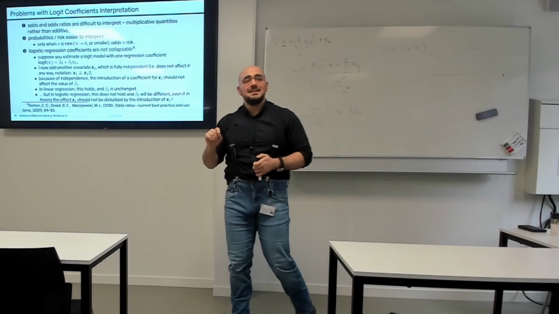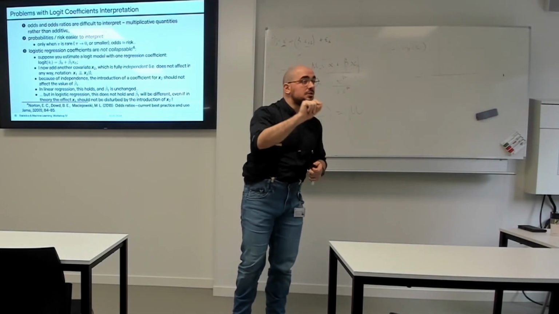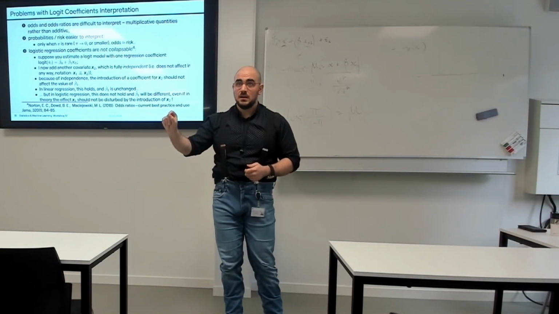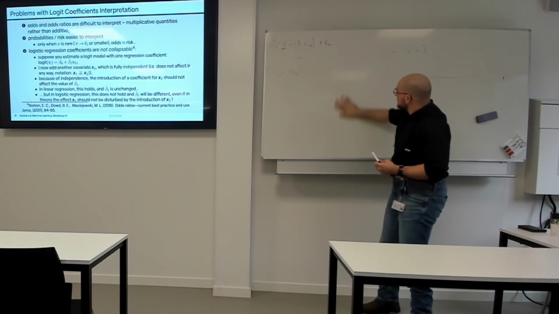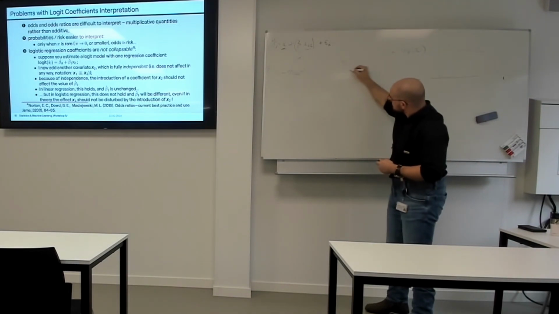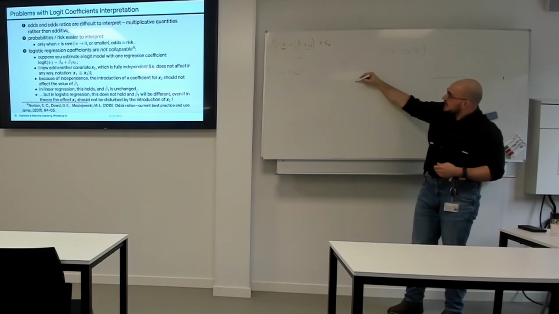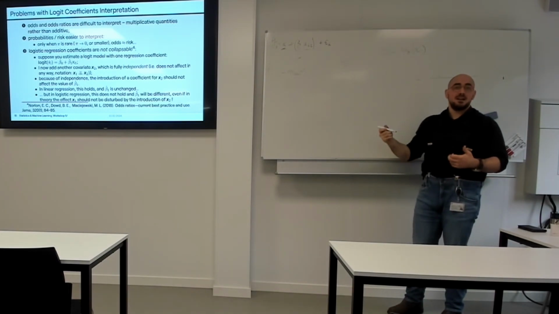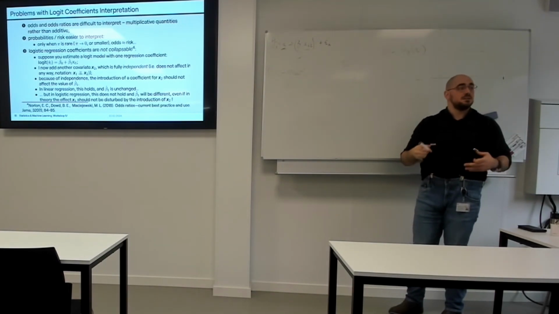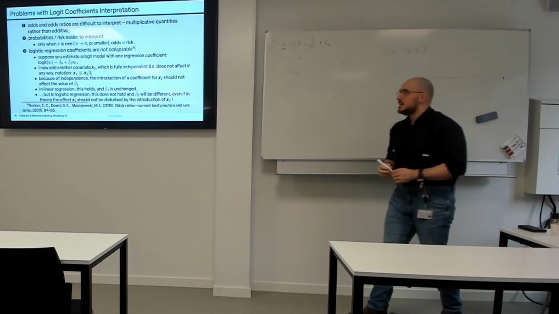When your event is really rare, so when it's close to 0, your odds are the same as a probability. So why does that happen? Let's look at the formula for the odds. Pi divided by 1 minus pi, right? If pi is close to 0, then you just have pi divided by 1. So when an event is really rare, your odds are the same as your probability. Everybody yes? Okay.